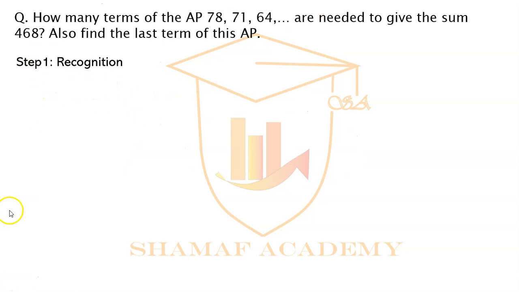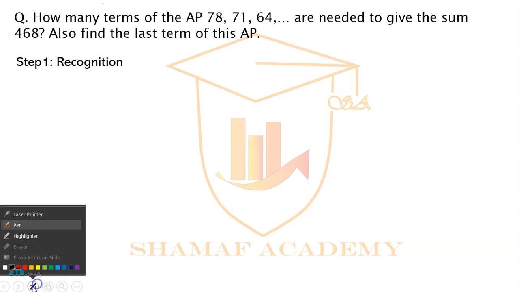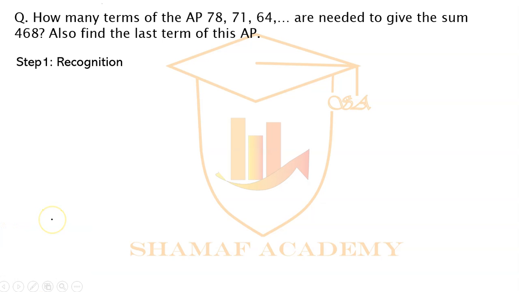So our step 1 is recognition, and in this recognition, as we did in the last preliminary step, we are now going to write down neatly what we have so far found out. We have our first term A, which is 78. We have our sum, which is 468. We do not know what's our n. That's what we need to find.